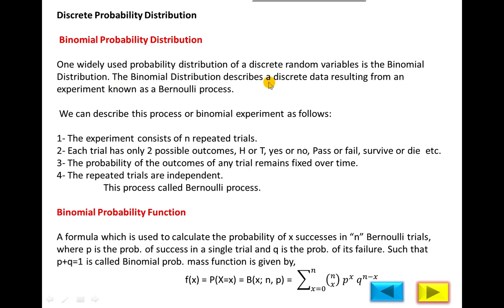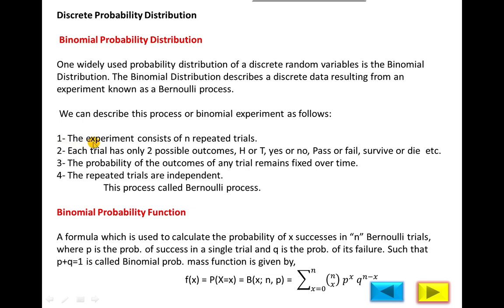The binomial distribution describes discrete data, where the outcome is discrete, resulting from an experiment known as a Bernoulli process. You have done the binomial theorem in mathematics. The binomial theorem and the binomial probability distribution are the same, and the name comes from the mathematician Bernoulli. We can describe this process, or binomial experiment, as follows. These are the characteristics of the binomial probability distribution.